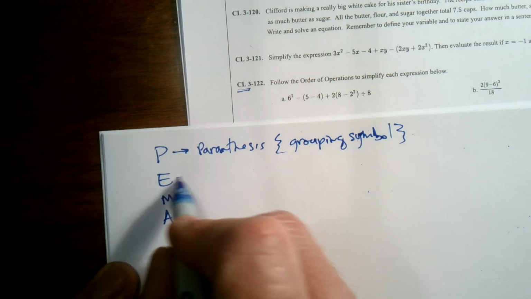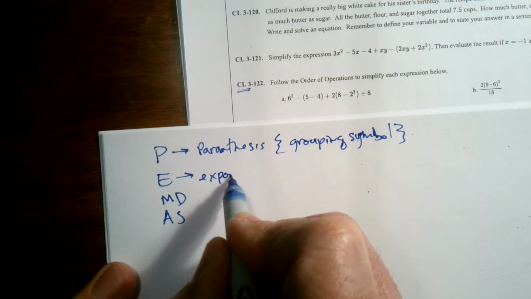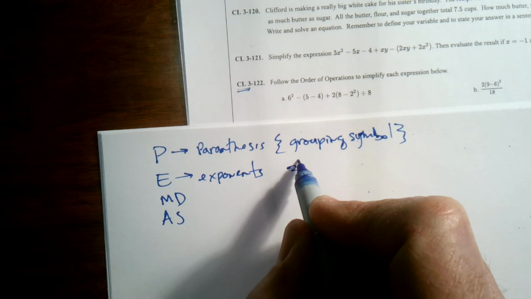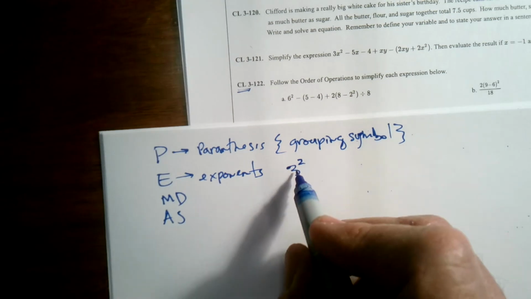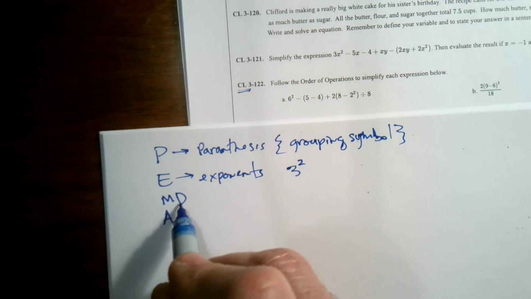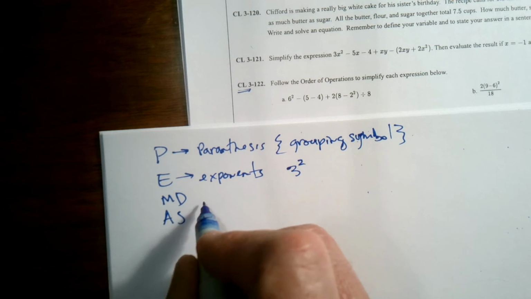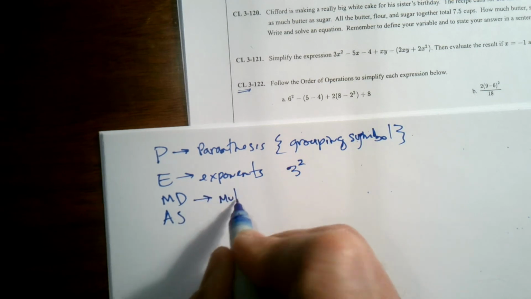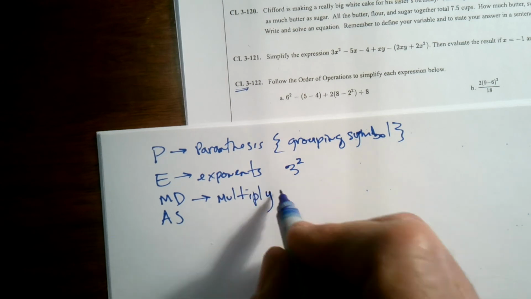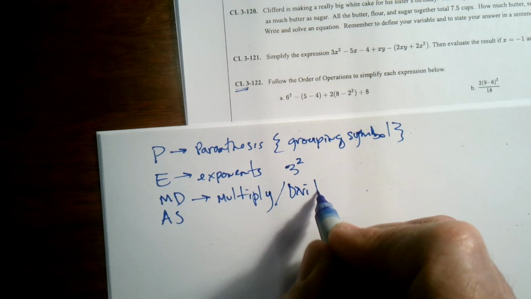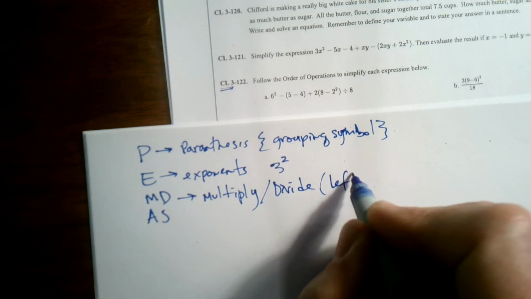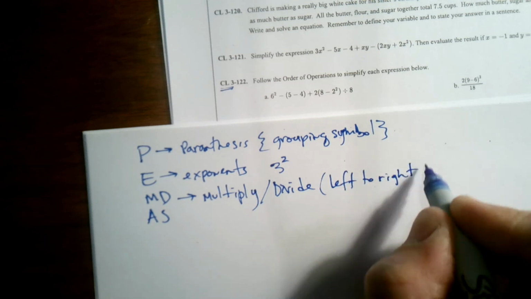And then E for exponents. That's when you have something to a raised power. So in this case, 3 to the second, your exponent is your raised power. And MD, what is that? Multiply, divide. I've got them on the same line because they're meant to happen at the same time and not one before the other. What matters is the direction. So it's always left to right.